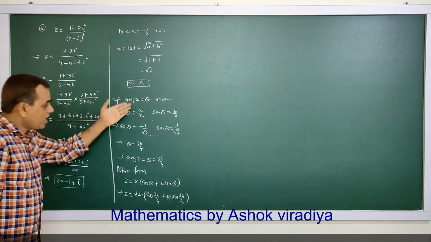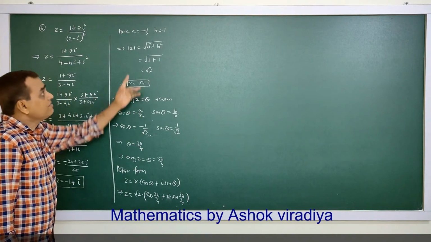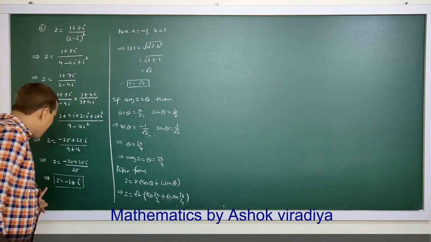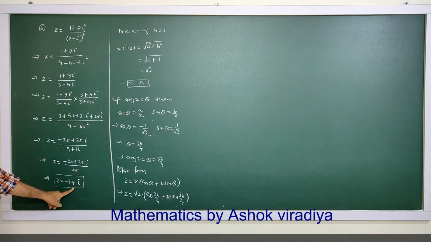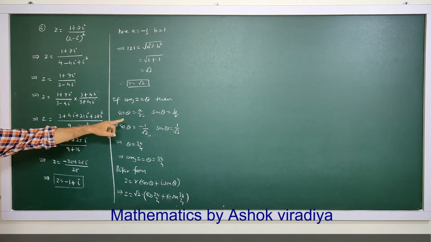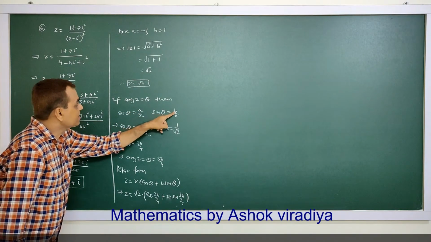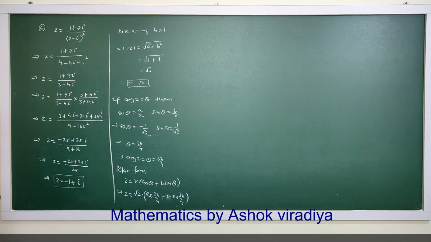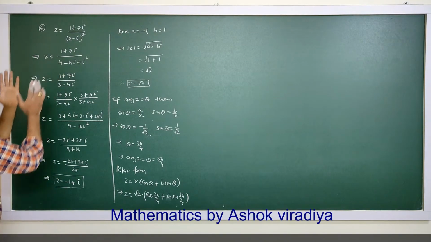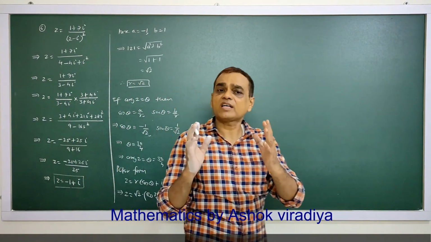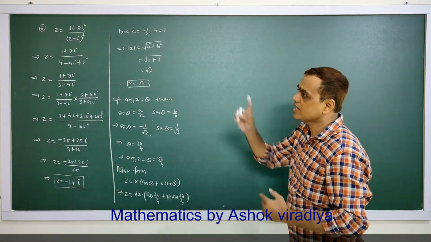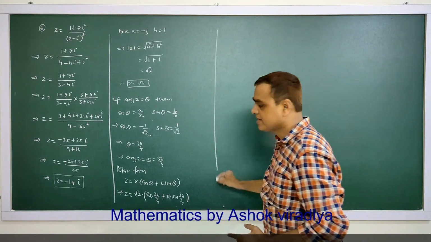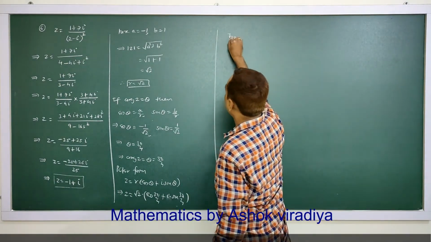Because here the polar form and argument were required, we have converted this into a plus bi. The a plus bi form is required to find cos theta and sin theta, because a and b, these separate values, are required. But suppose you are asked to find only the modulus, if you are not asked to find the argument, then there is one more method to find the modulus.